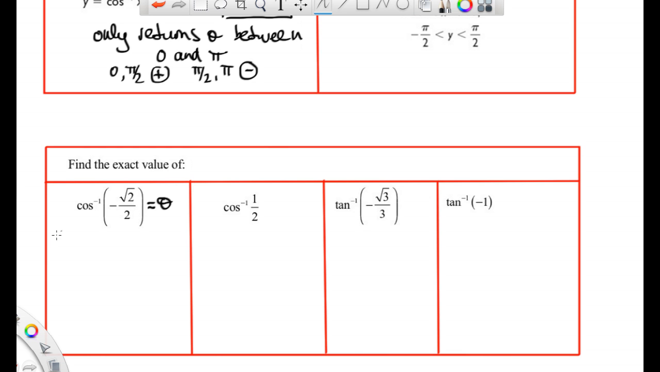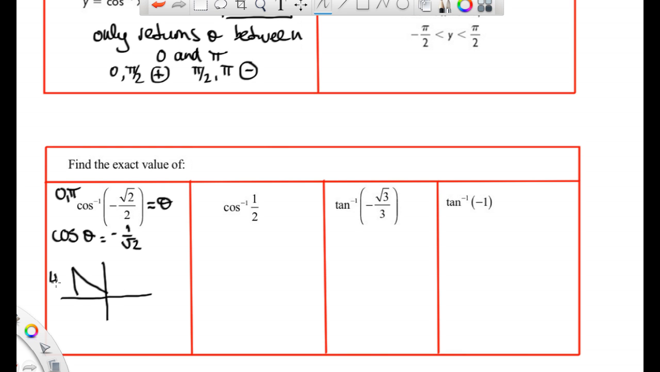I'm going to say that's theta, so that means that the cosine of theta should give me a negative square root of 2 over 2, which I would write this way. I know it's negative, and then the cosine would be negative, so this one is between 0 and pi, so the angle should be between 0 and pi, so I need to be over on this side.